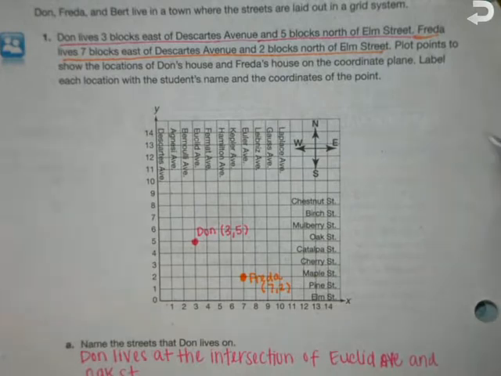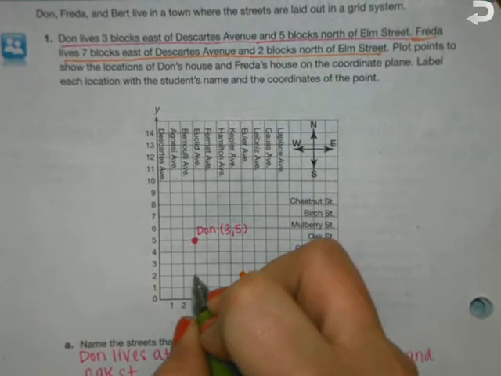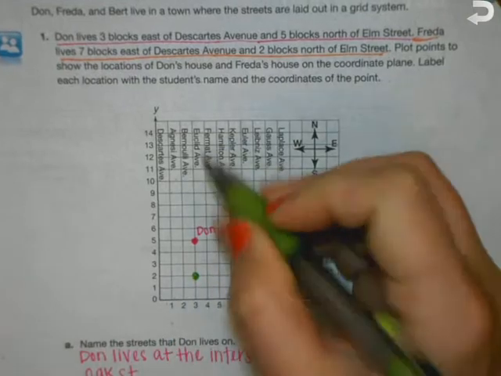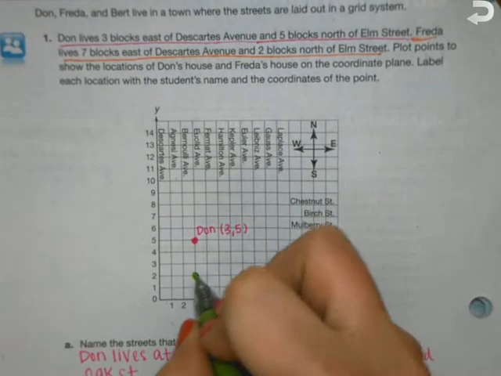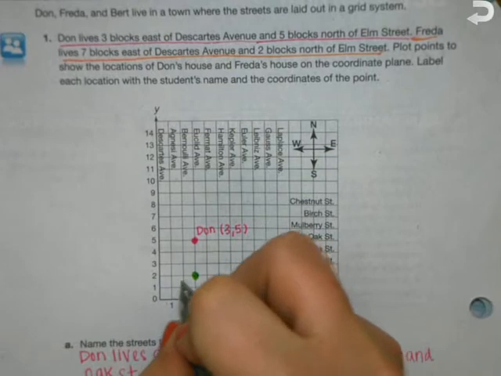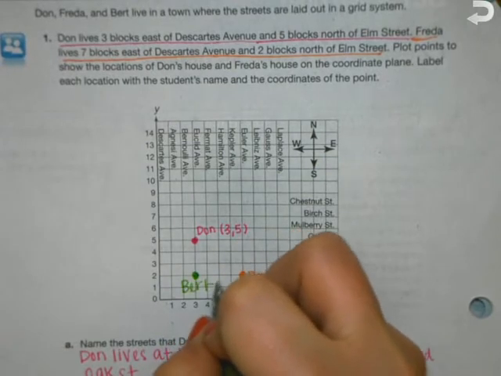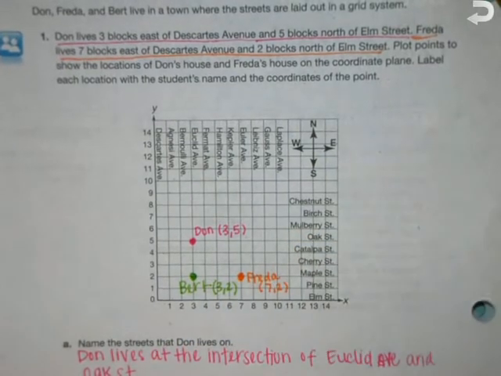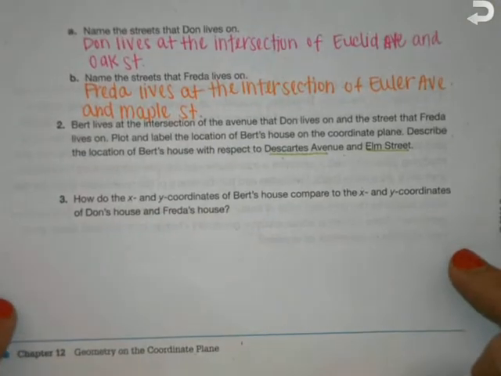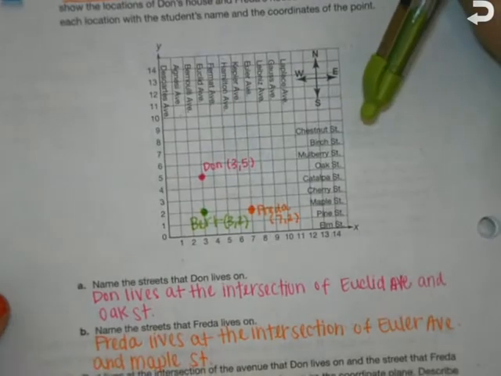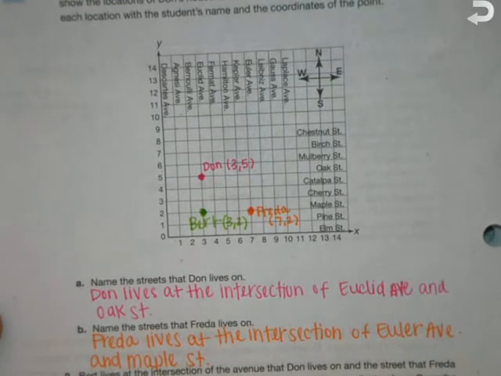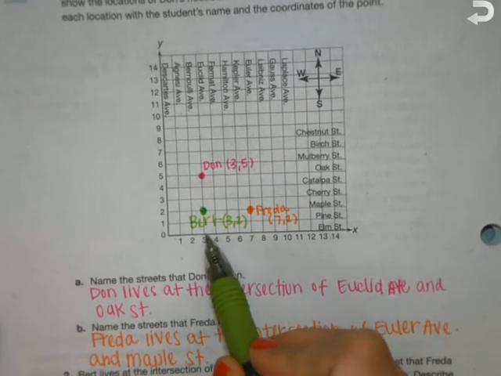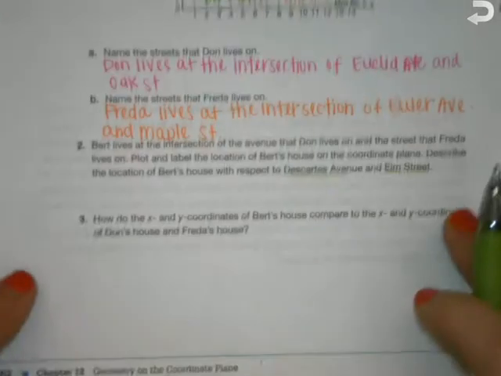Where? 3, 2. Do you guys agree? Yes? Okay, so he should live on Euclid Avenue and Maple Street, right? So this is Bert, and he's at 3, 2. Okay, how does that relate to Descartes Avenue and Elm Street? So how many blocks from Descartes does Bert live? 3 blocks east of Descartes, and how many blocks from Elm? 2 blocks north. Okay, so that's what you should have written.